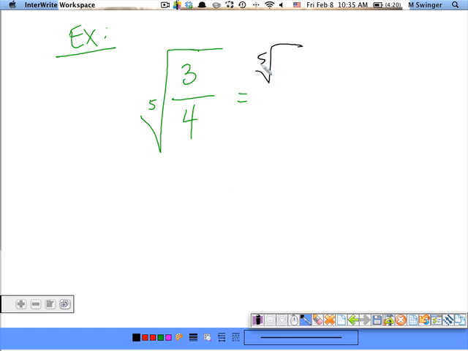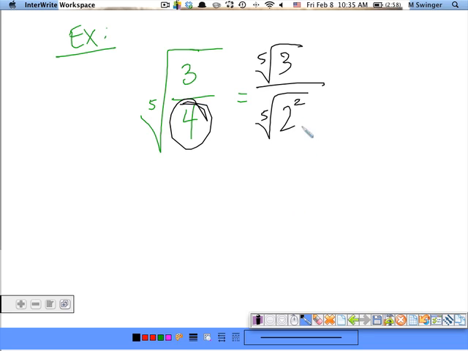Break it up. Fifth root of 3 doesn't simplify. Fifth root of 4, I could write 4, but I'm not going to. A lot of people, I bet, left 4. You want to break numbers down, right? I don't want to leave 27, I want 3 cubed. I don't want to leave 8, I want 2 cubed, whatever it is. So 4 is 2 squared.